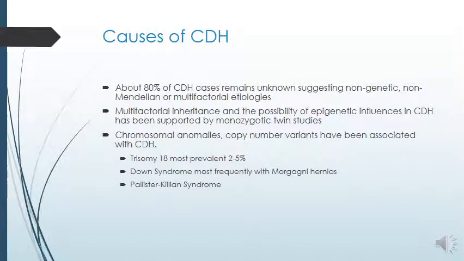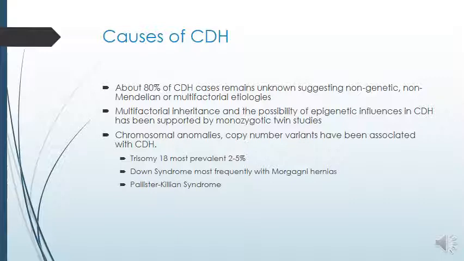About 80% of the individuals who are born with CDH, their cause is unknown, suggesting non-genetic, non-Mendelian, or multifactorial etiologies. Multifactorial inheritance and the possibility of epigenetic influence in CDH has been supported by monozygotic twin studies. There are, however, some chromosomal anomalies, copy number variants, and aneuploidy that have been associated with CDH. The most prevalent of the aneuploidies is trisomy 18 because it is seen in 2.2 to 5% of the cases.